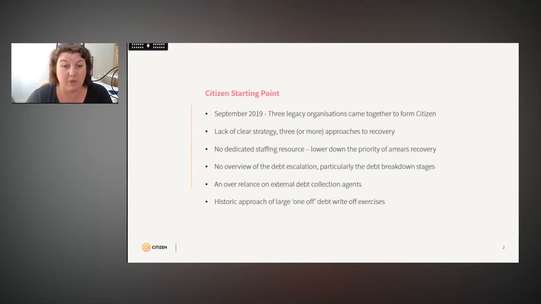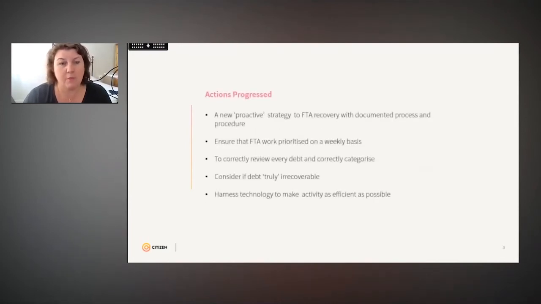And we also had a history of large one-off debt write-off exercises. So we'd done that a number of times to clear the decks down, but never really got through the full housekeeping task that was there with the existing debt and how to approach it. So what did we do?